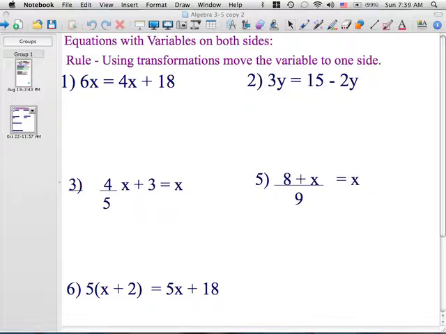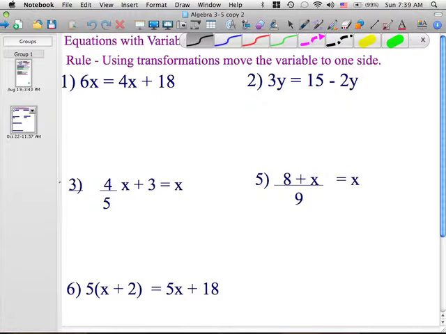First example, we have 6x and 4x on opposite sides. Well, we could move the 6x over here, but then that would cause us two more steps. So the best thing always to do is get the variable on one side if possible immediately. So I'm going to move the 4x.